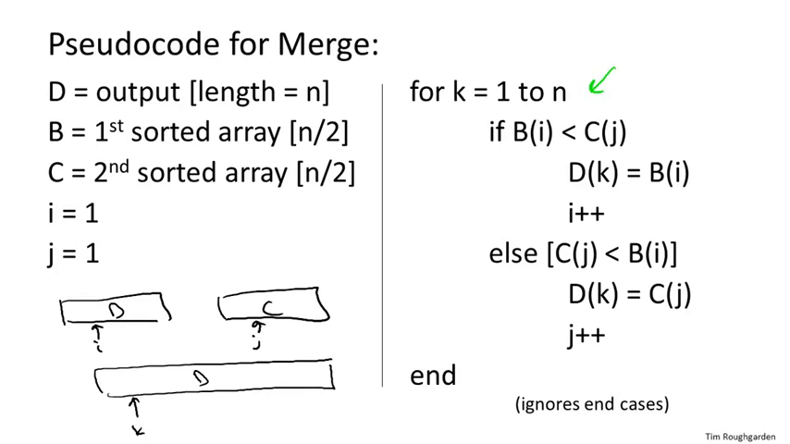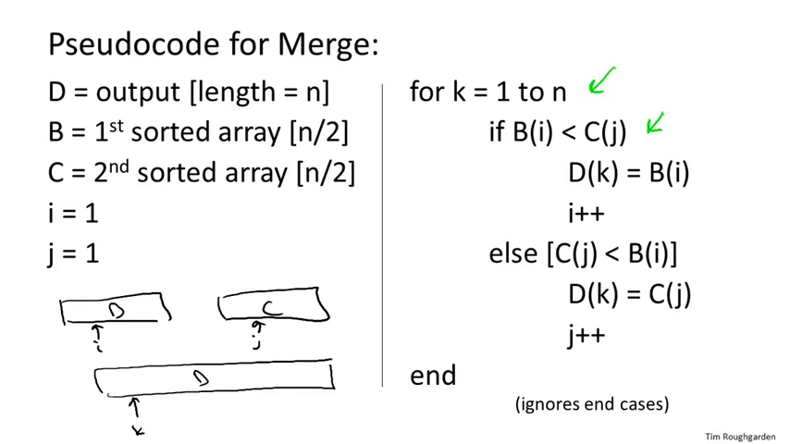And you're going to maintain pointers i and j to the sorted subarrays B and C respectively. And the only observation is that whatever the minimum element that you haven't copied over to D yet is, it's got to be either the leftmost element of B that you haven't seen yet or the leftmost element of C that you haven't seen yet. B and C, by virtue of being sorted, the minimum element remaining has to be the next one available to either B or C. So you just proceed in the obvious way.